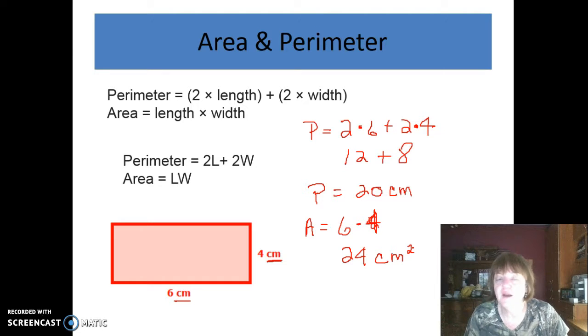Let's say I had a question that said, what's the area of this rectangle? And one of the choices was 24 centimeters, along with 24 centimeters squared.